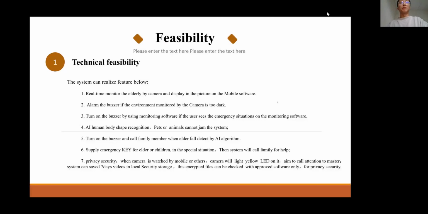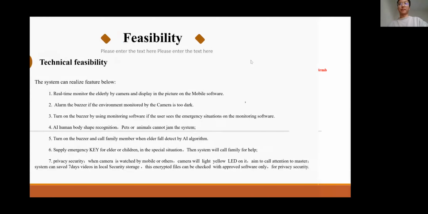And the next one is the most special one, which is privacy security. When the camera is watched by mobile or others, the camera will light a yellow LED on it, aiming to call attention to the master. The system can save 7 days of videos in local security storage. These encrypted files can be checked with approved software only, for privacy security.